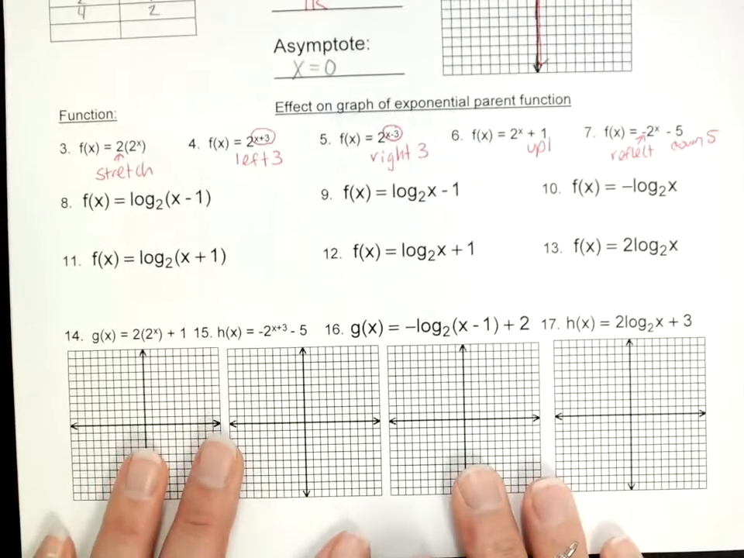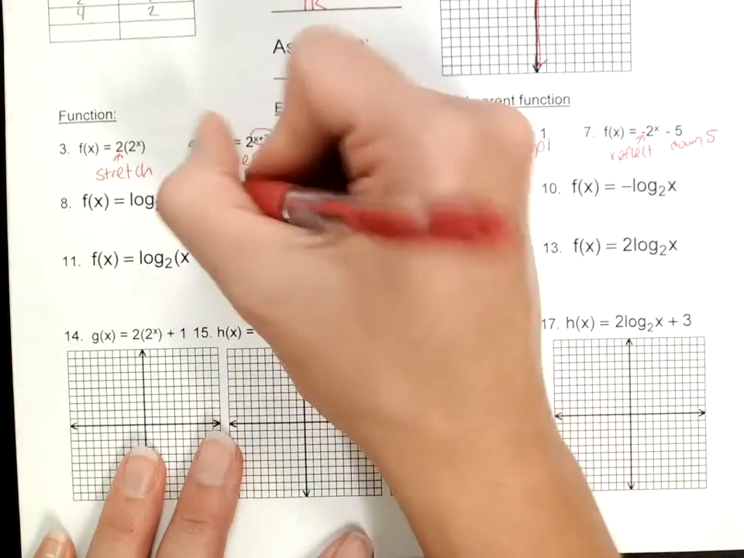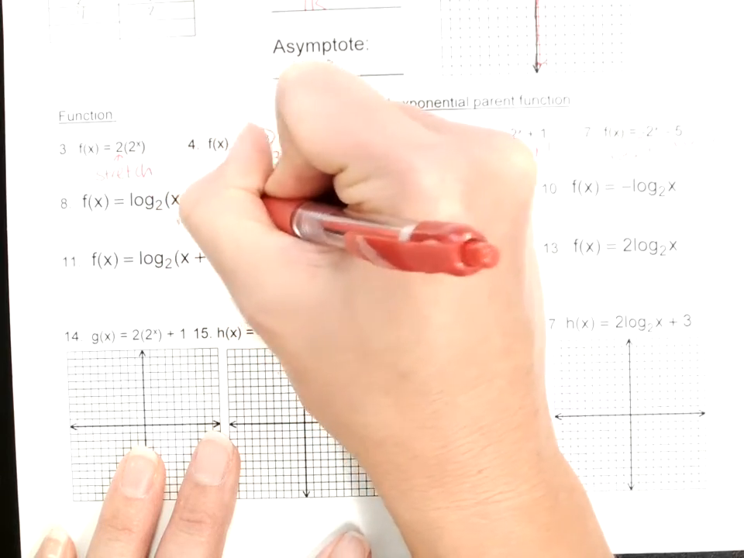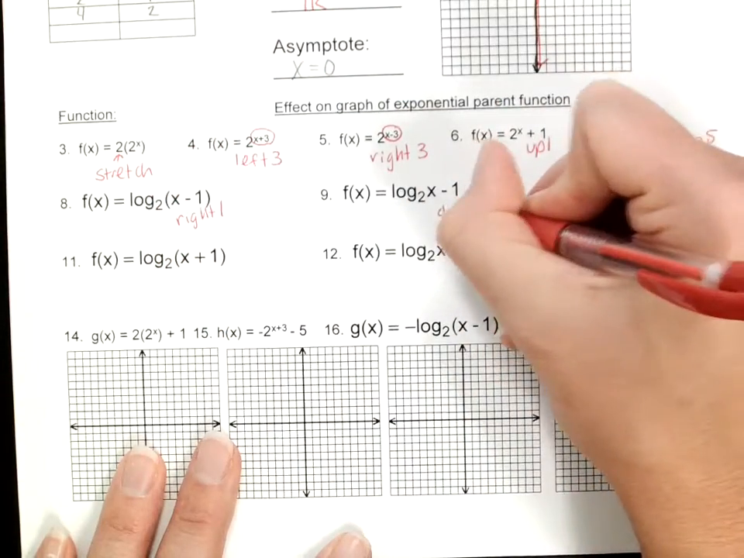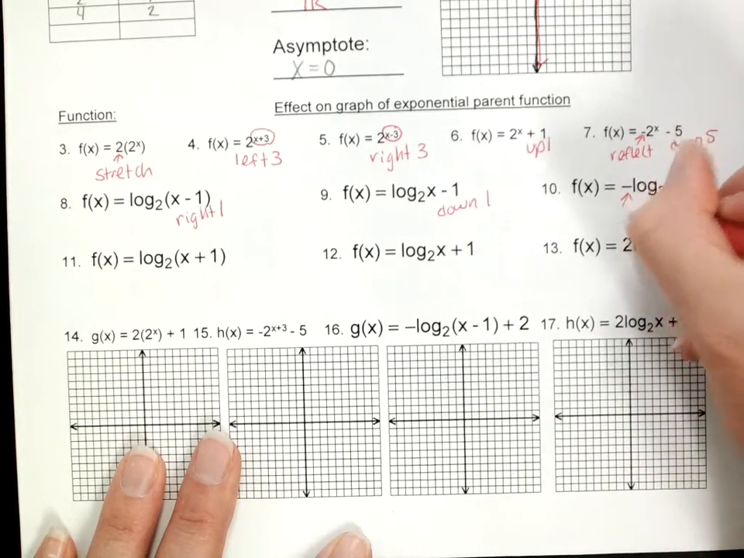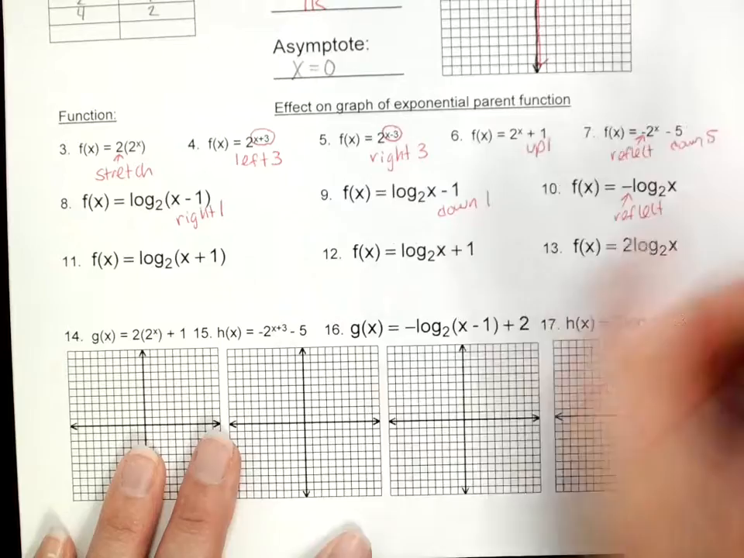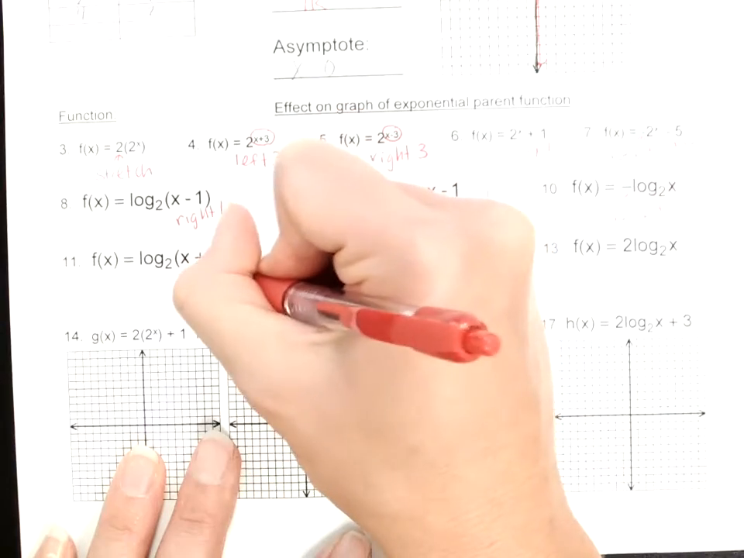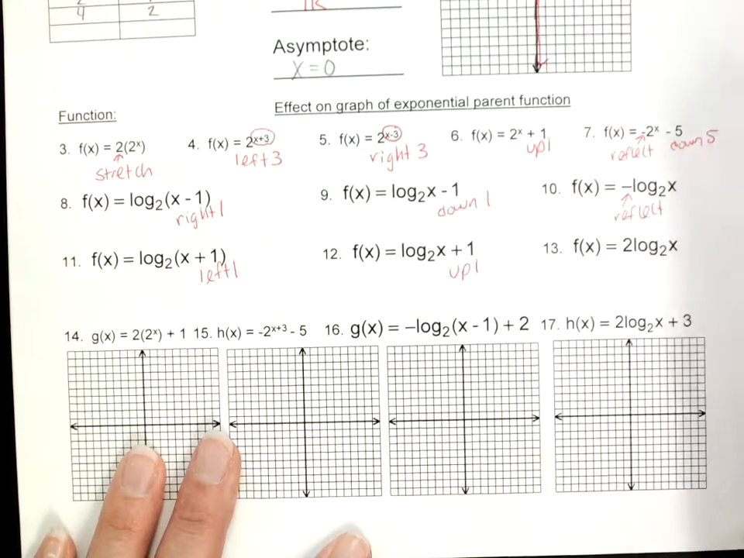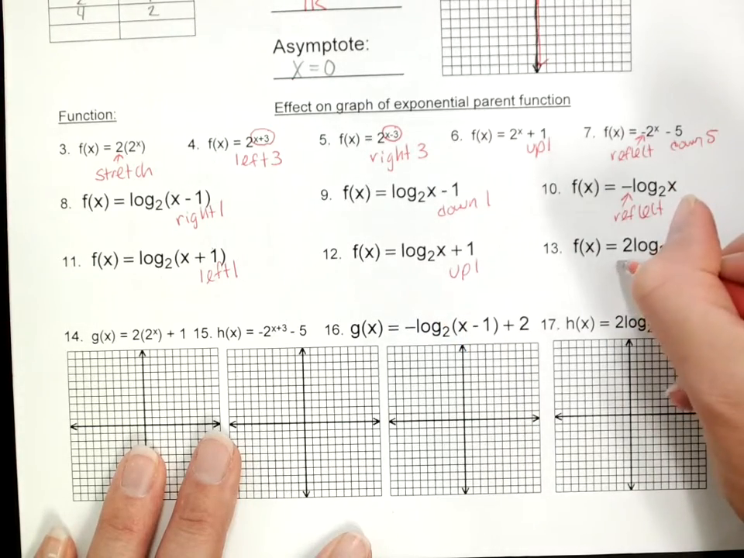Same thing for the logarithmic, just like all the other equations. Minus 1 is inside, that's going to be right 1. Minus 1 outside, down 1. Negative in front, reflect. Plus 1 inside, left 1. Plus 1 outside, up 1. 2 in front, stretch.